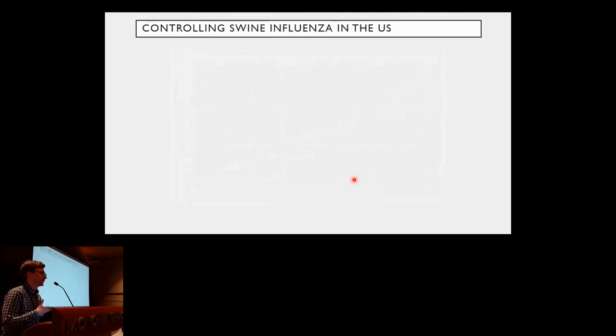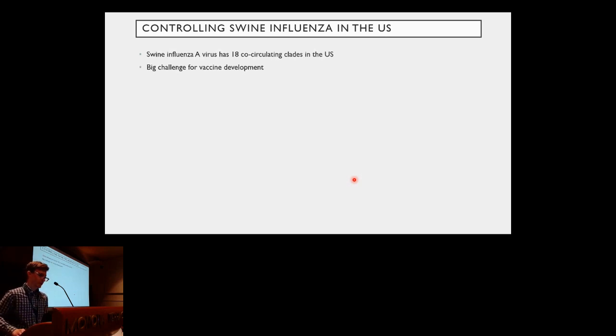Okay, so now this is an application to real data. I wanted to apply PARNAS to swine influenza diversity in the US. To give you some background on this, swine influenza A virus has at least 18 co-circulating clades. They're all antigenically distinct and are all endemic to the US. So this is a lot of diversity, and it's a big challenge for vaccine development.